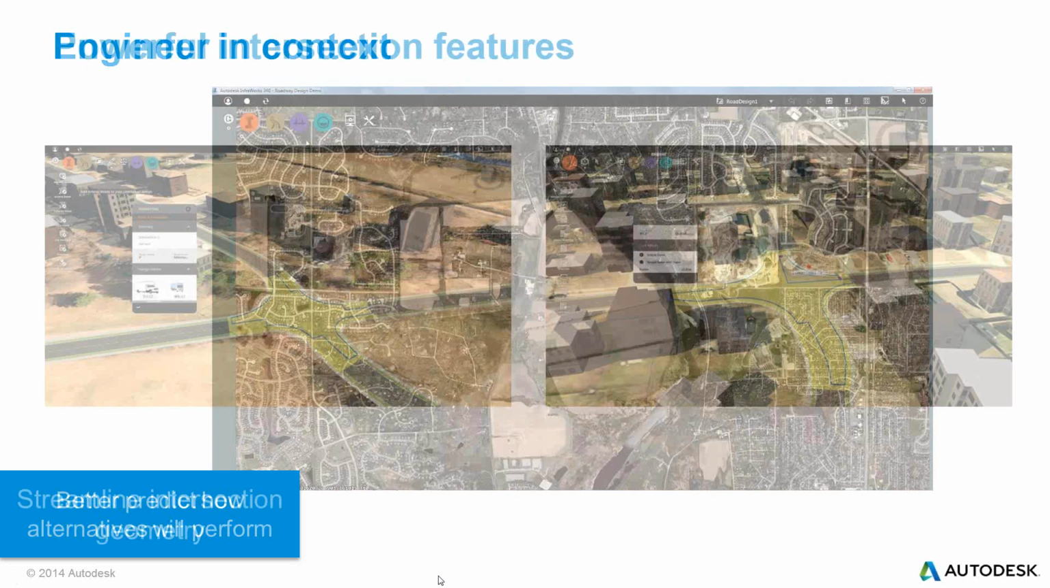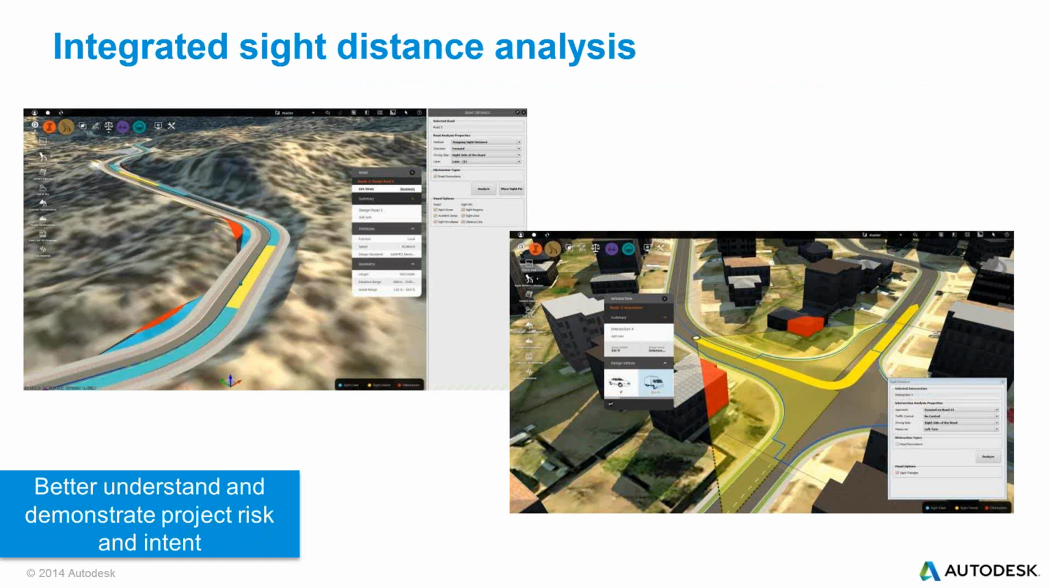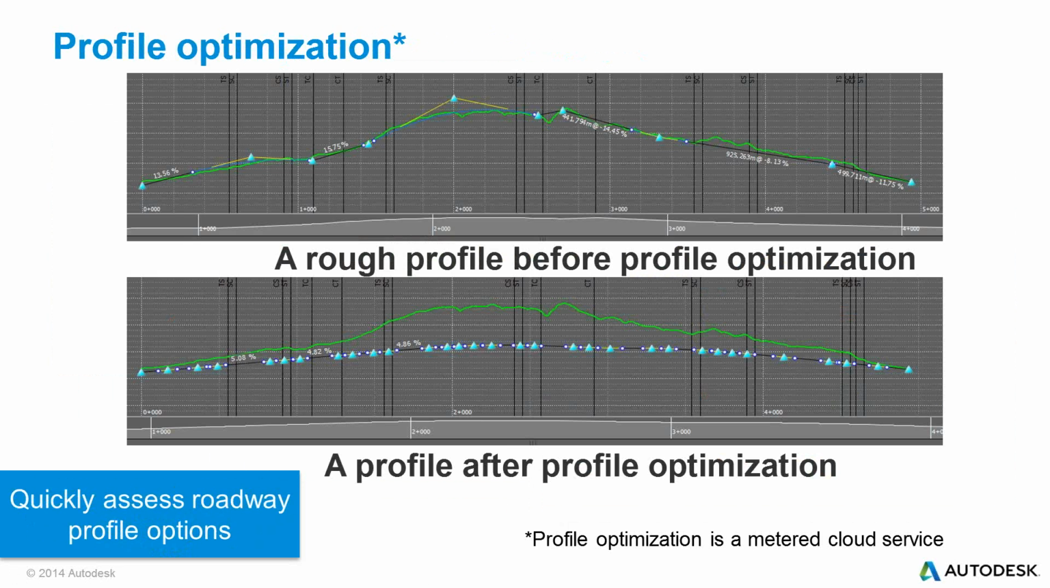And then also powerful intersection features, the ability to streamline and explore how roadway design enables engineers to use early design concepts. This enables you to lay out standard vehicles, turn radiuses, and intersection layouts in terms of streamlining geometry. And then flexible editing tools for easy design changes. We'll take a look at some of those too. And then integrated site distance and analysis, and then profile optimization, which we'll take a look at also.